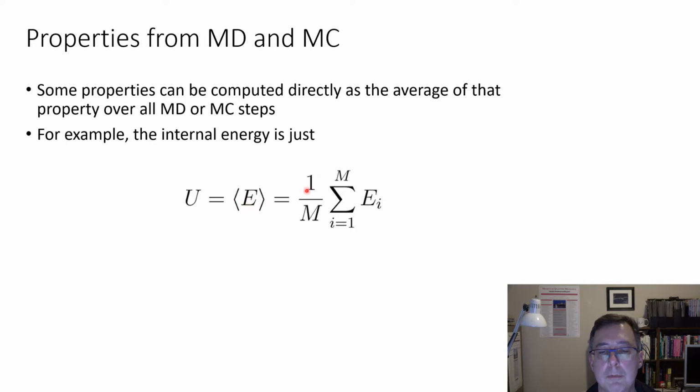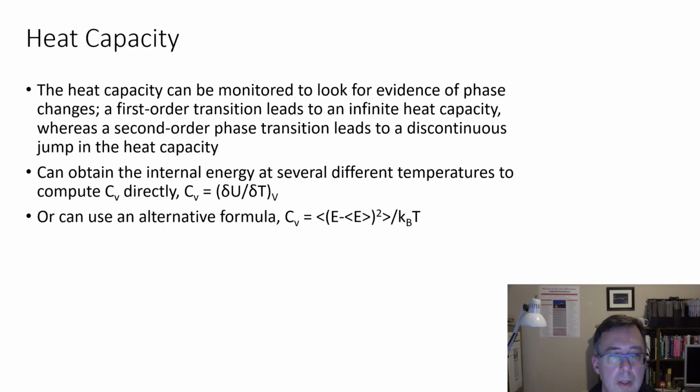It's just 1 over m, if m is the number of time steps, times the energy at each time step. So there's really nothing to do here. It's very, very simple. Heat capacity is a little bit more complicated.